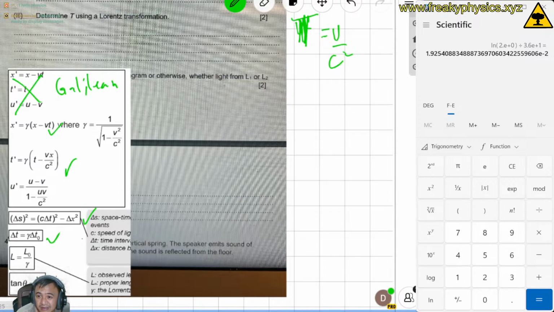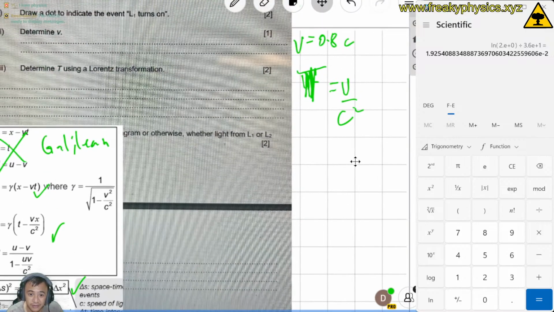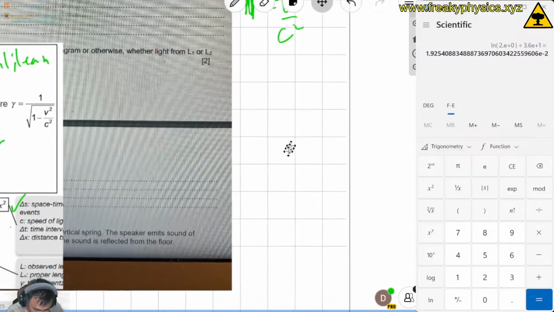Let me just check on the app. I'm pretty sure you sent me this problem before. Wait, I found it. Let's copy this again, copy image. This is the exact same problem, right? Draw a dot, determine V, and determine T using the Lorentz transformation.